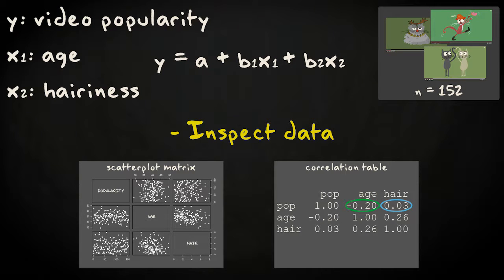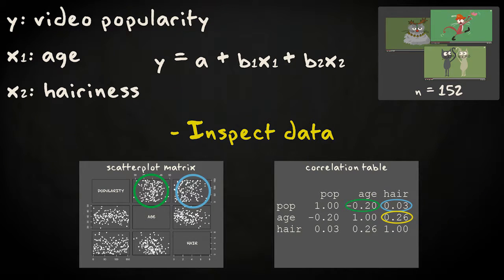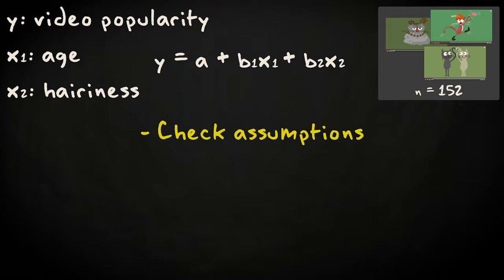Generally, it helps if the correlations among the predictors are low, because it means that there's less overlap between predictors and more room for unique contribution to the explained variance of the response variable. The relation between age and hairiness is quite high. Still, the data look promising. There are no nonlinear patterns or weird outliers, and the correlation between popularity and age looks good. To make sure, we'll look at the assumptions and technical requirements in more detail.